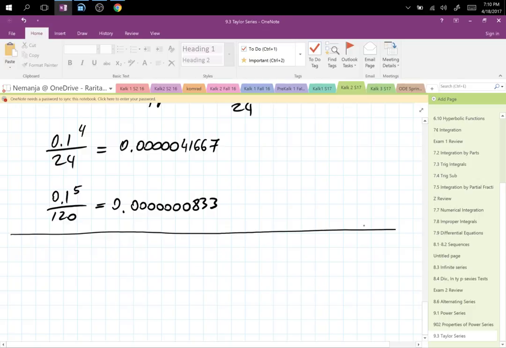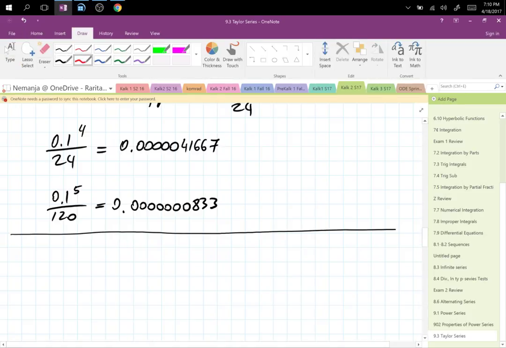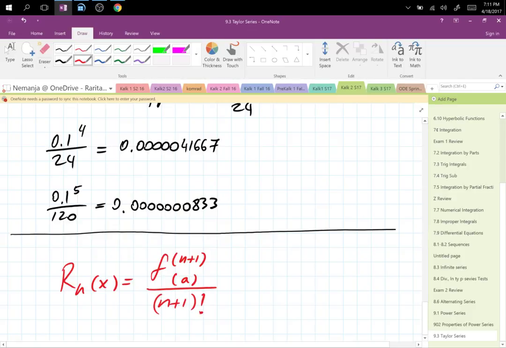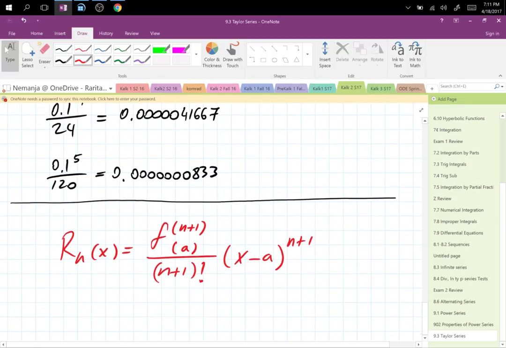So what is happening with the error now? I'm going to say that the remainder on the power series, I'm going to put this in red because this is my remainder, is going to be that f of n plus 1, that's the next term, divided by n plus 1 factorial, x minus a to the n plus 1. And I'm just going to say n plus 1 means next term.